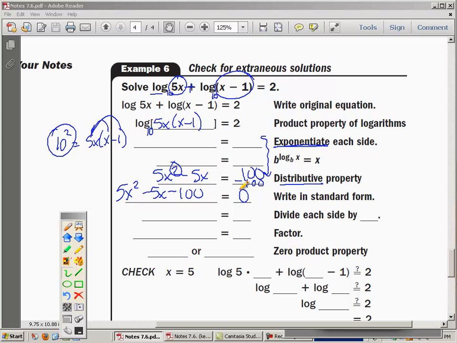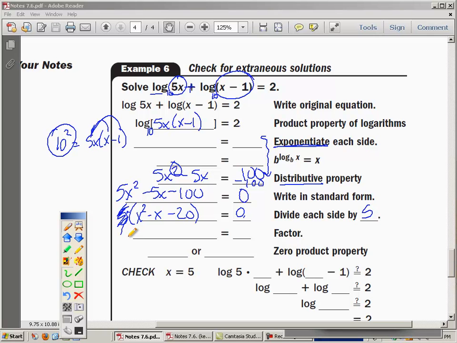All right. Now they tell you in the book here to divide each side by 5. I want to think about it as factoring a 5 out of everything. So this becomes 5 times x squared minus x, and then minus 20. But then since the zero product property tells me that 5 can't be equal to 0, I'm going to ignore that one as a potential solution. And so now I'm left to factor.